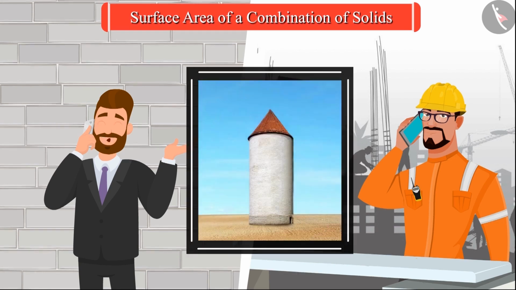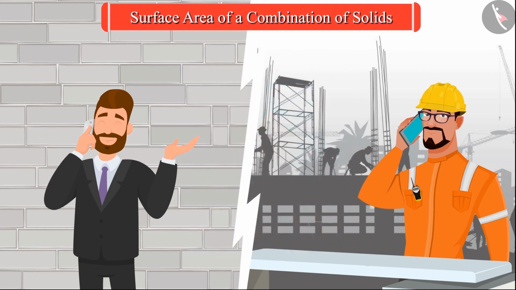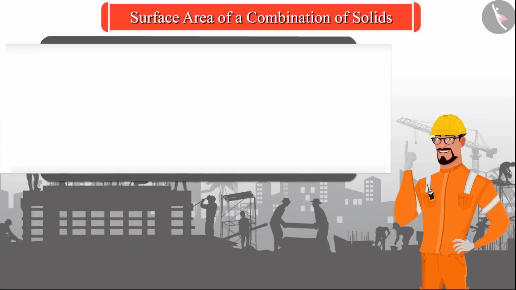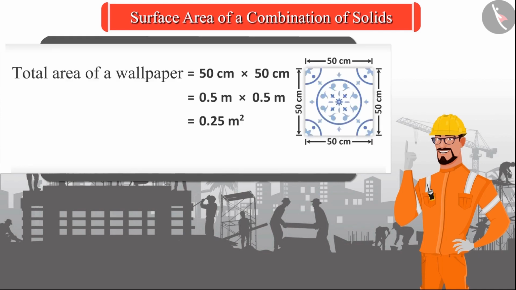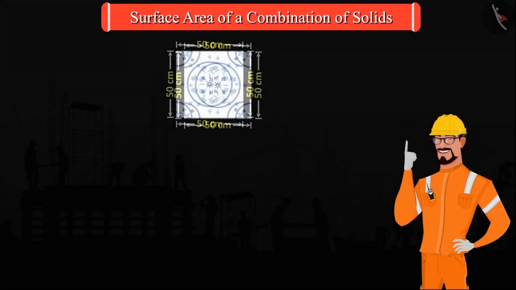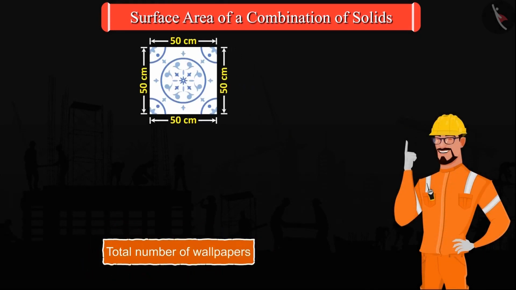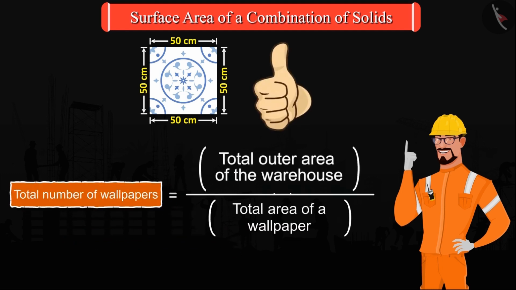The company's warehouse is in the form of a combination of a cylinder and a cone, whose heights are 100 meters and 40 meters respectively, and the radius of the base of both is 30 meters. Okay, I'll tell you in some time. The engineer first finds the total area of a wallpaper. What will the engineer have to do to find the total number of wallpapers? Good. For this, the total outer area of the warehouse is to be divided by the area of one wallpaper.